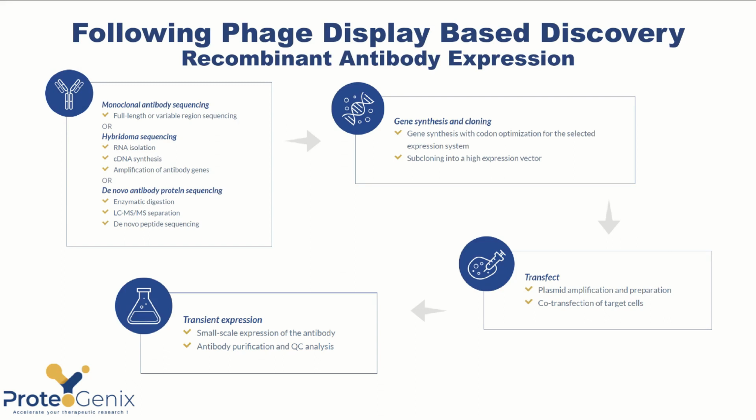Since in Phage Display we work with antibody fragments fused to viruses, the end product of a panning is a sequence rather than an antibody. Thus, the follow-on recombinant antibody expression is very important. For this, we take advantage of our highly developed recombinant protein production capacities here at Proteogenics, where we can take the antibody sequence that you have obtained in Phage Display, carry out gene synthesis, transfection, and then transient expression in the expression system of your choice.